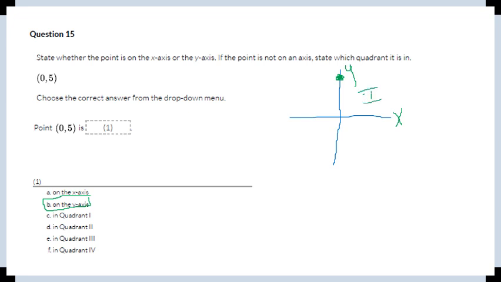Okay, and I'm going to go ahead and label your quadrants here. Okay, so you've got 1, 2, 3, 4. Those are Roman numerals. And you always start from here and go counterclockwise.